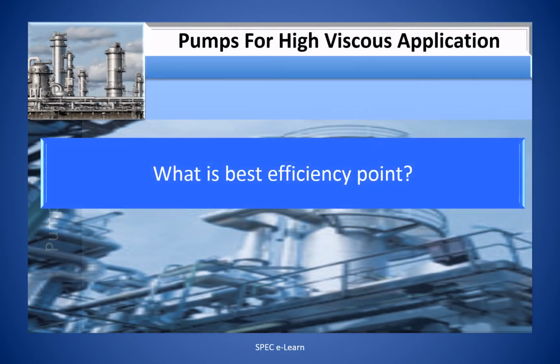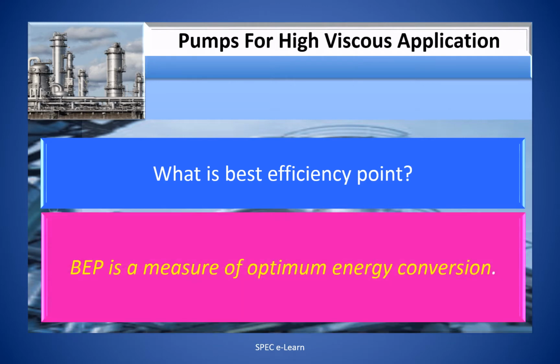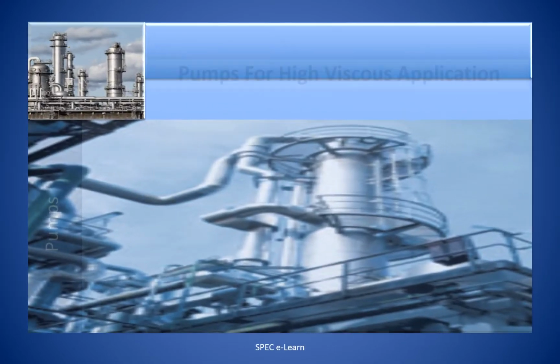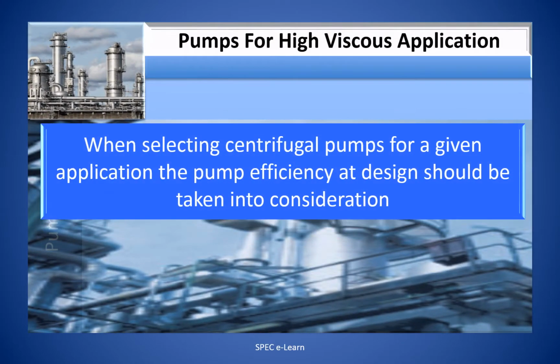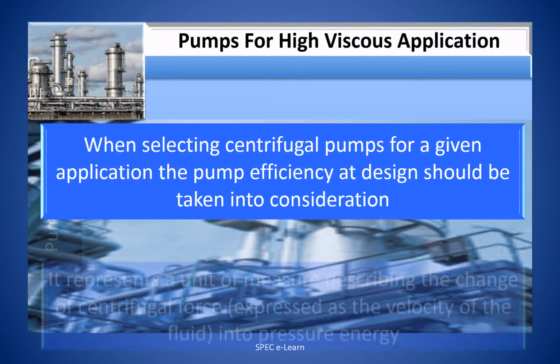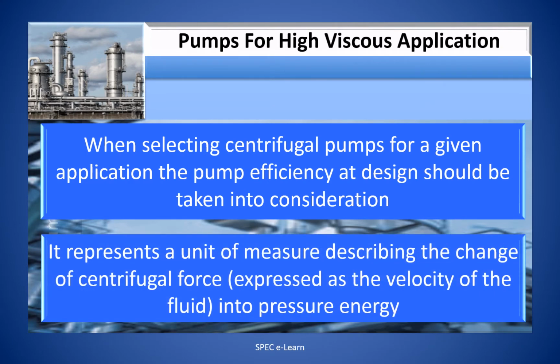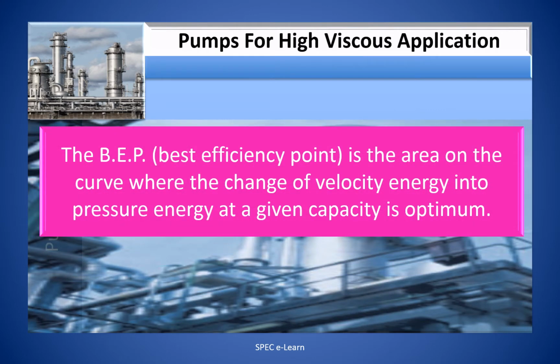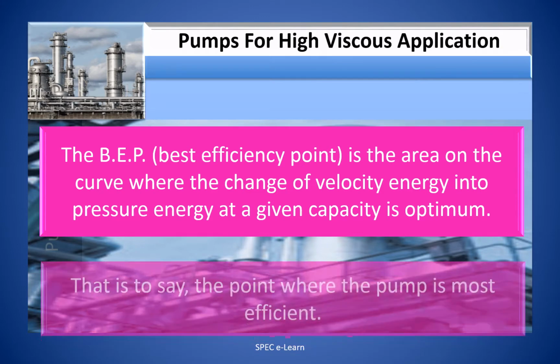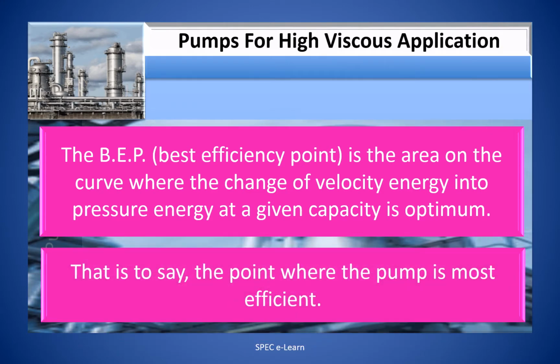What is best efficiency point? Best efficiency point, BEP, is a measure of optimum energy conversion. While selecting centrifugal pumps for a given application, the pump efficiency or design should be taken into consideration. It represents a unit of measure describing the change of centrifugal force, expressed as the velocity of the fluid, into pressure energy. The BEP is the area on the curve where the change of velocity energy into pressure energy at a given capacity is optimum. That is to say, the point where the pump is most efficient.